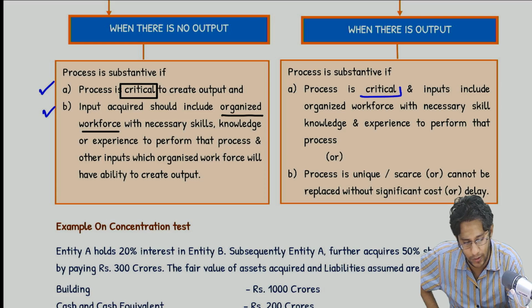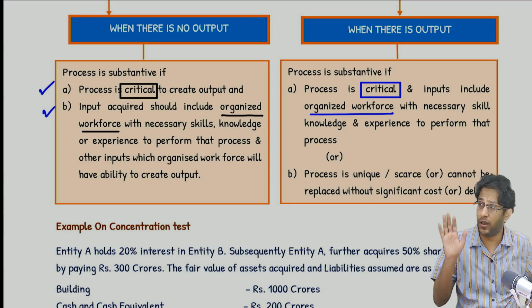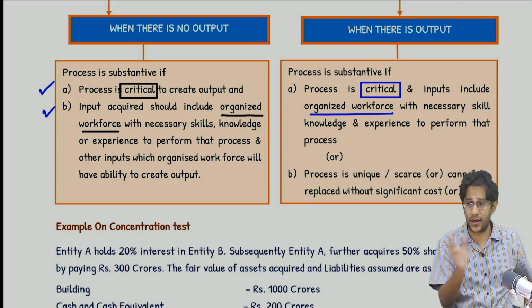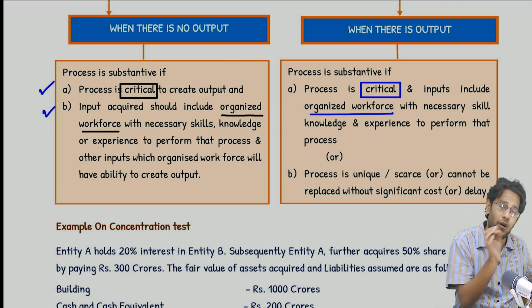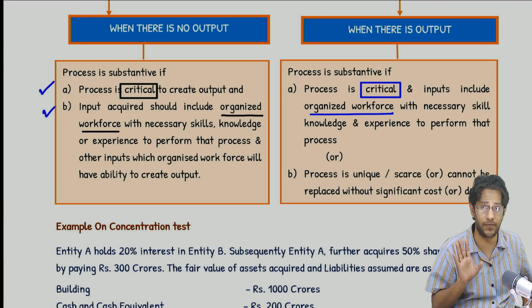The process should be critical. The inputs should include organized workforce. So whatever points are there on the left side, the same points are there on the right side also. When output is not there, whatever you have to satisfy, when output is there, also you have to satisfy the same thing.